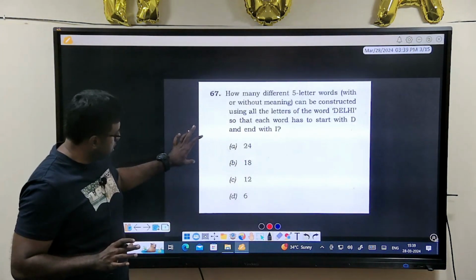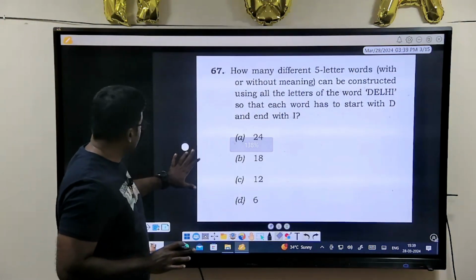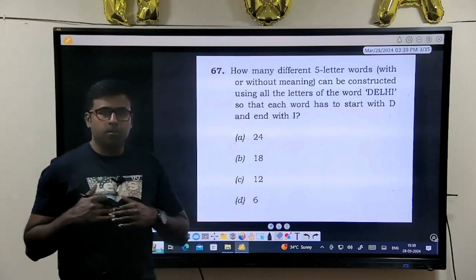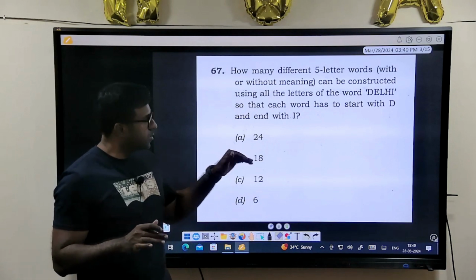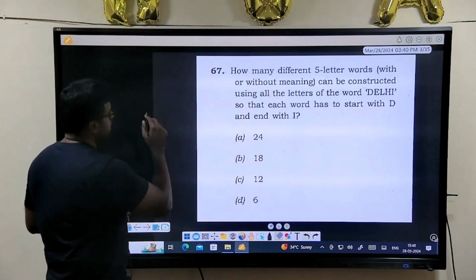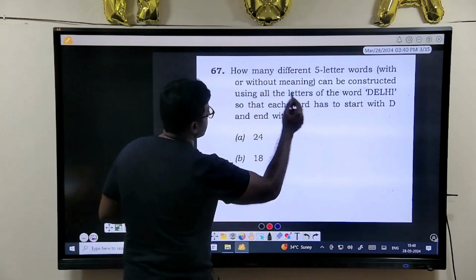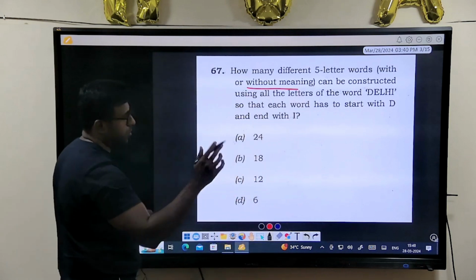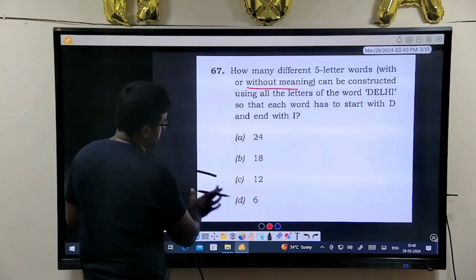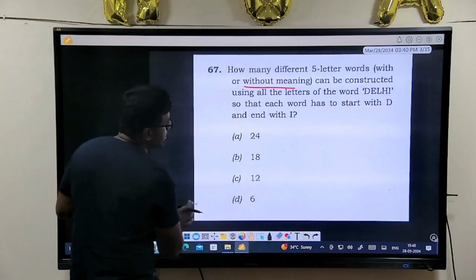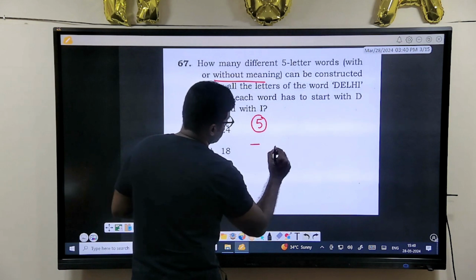Look at this question. Most of the questions that come from this section are not formula based. There are some difficult questions, I do agree, but look at a question like this. A 5-letter word, with meaning or without meaning, that is, you can have different words. The letters are, they say, Delhi. So 5 letters are there, and you have to make five-letter words.